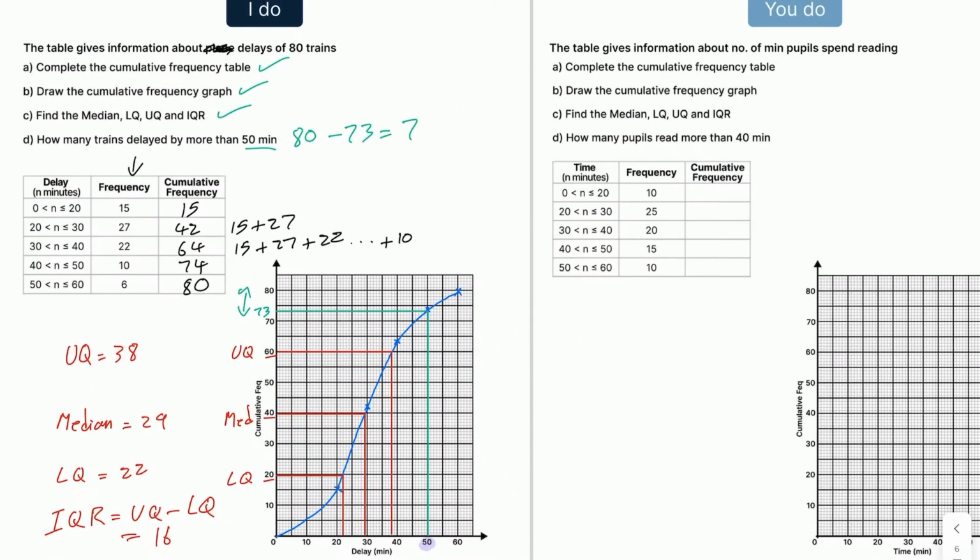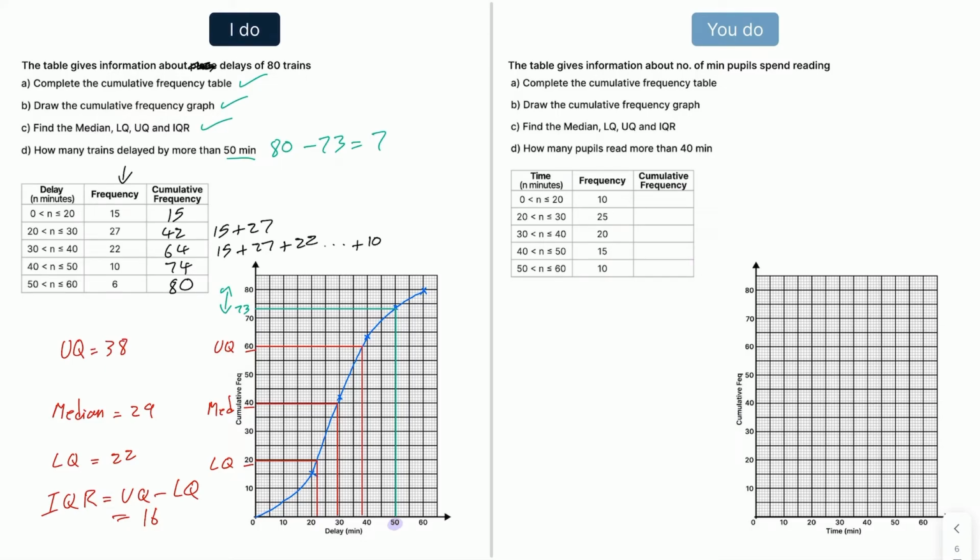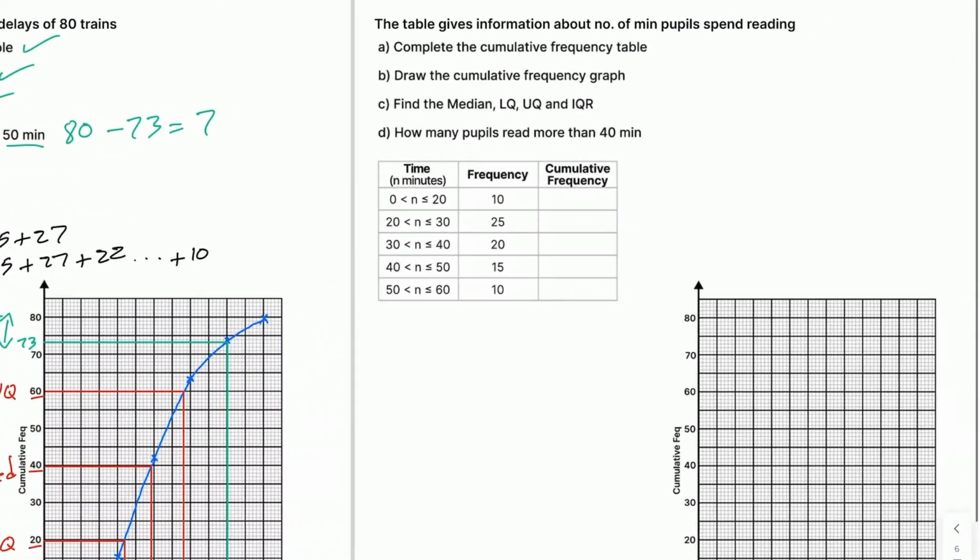Now press pause and have a go at the example on the right. Now you can draw this graph out on a piece of paper. Okay, and that is the only way you can really do this. So draw this graph out on a piece of paper and have a go at this. So with this, I am going to go a little bit quick.